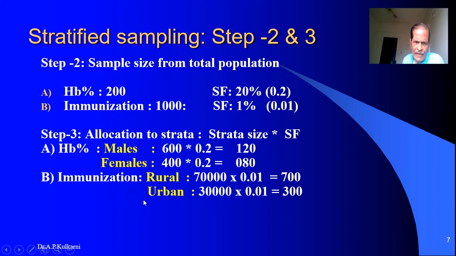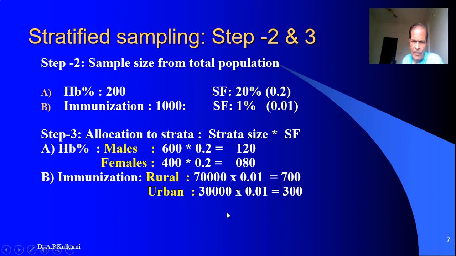In this case, similarly, in the example of immunization, the sampling fraction is 0.01. So the total rural population is 70,000, and we multiply it by 0.01. So 700 is the rural population to be surveyed from amongst the 1,000 individuals in the total sample.